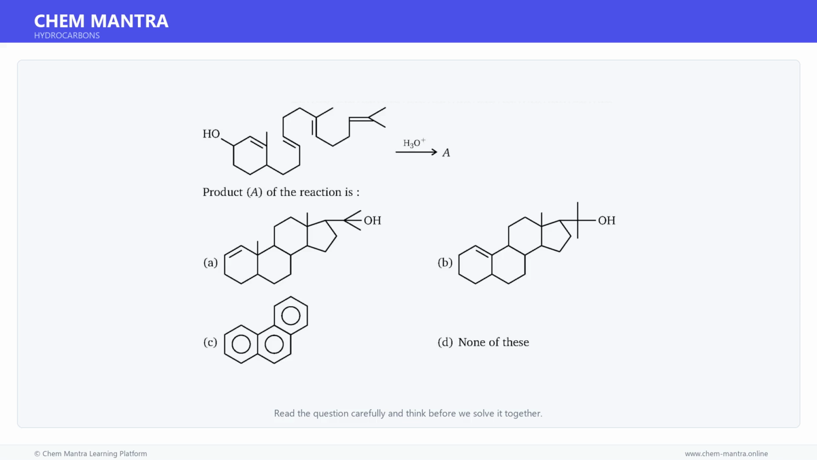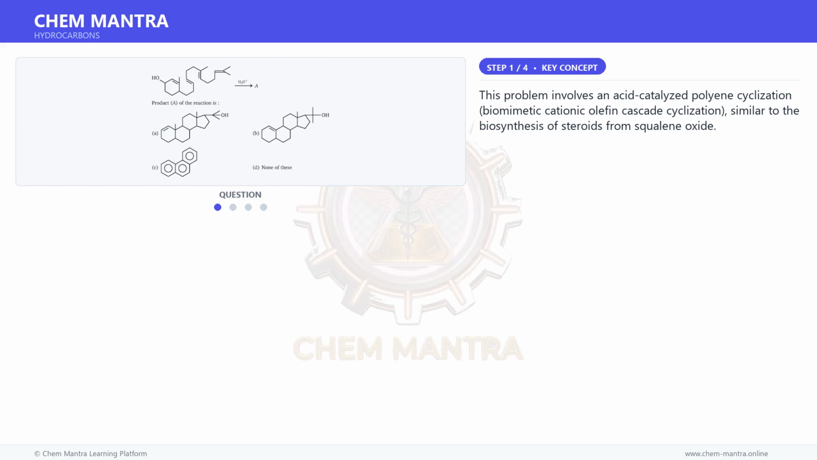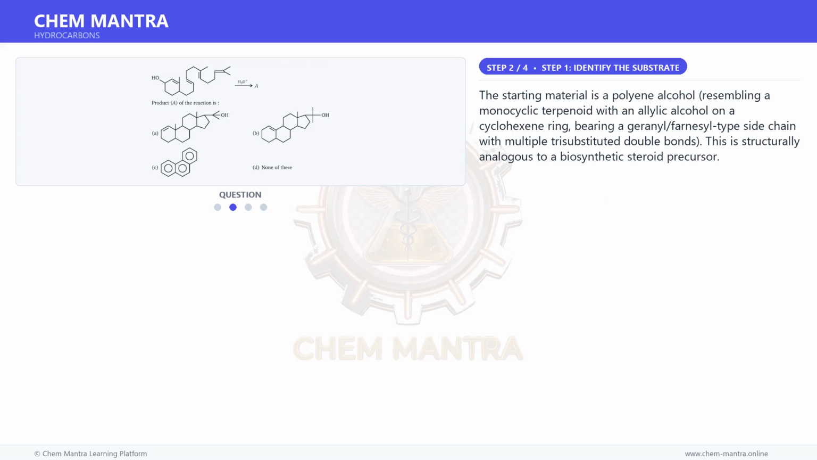Here is a question. Read it carefully and think about the answer. Let us solve it step by step. Let us first understand the key concept here. This problem involves an acid-catalyzed polyene cyclization, a biomimetic cationic olefin cascade cyclization, similar to the biosynthesis of steroids from squalene oxide.